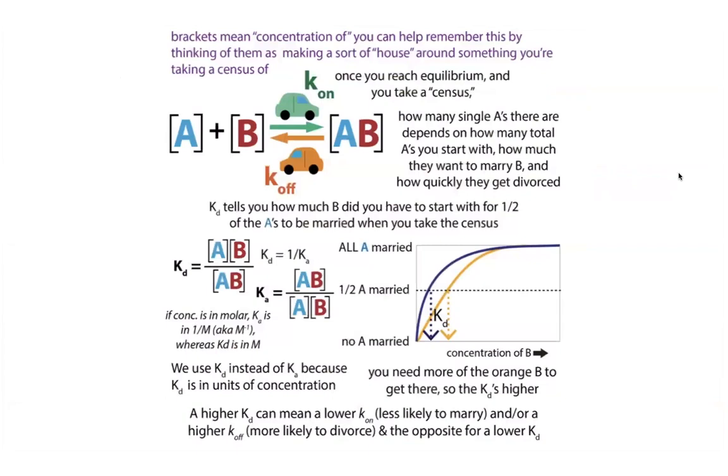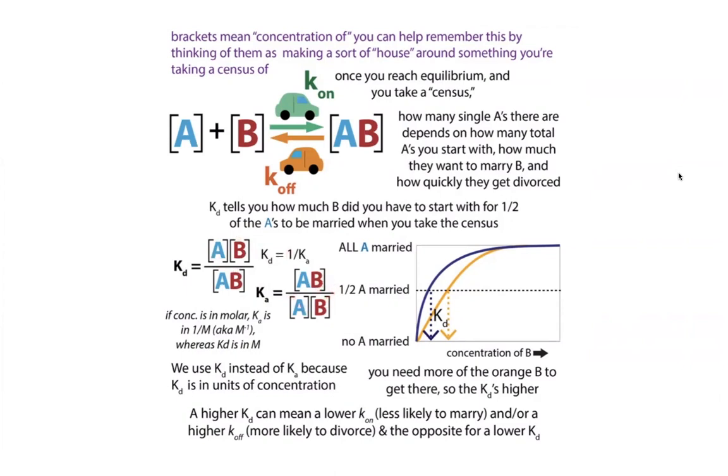So just to review from this first part, the KD is the dissociation constant, and it's equal to the concentration of A times the concentration of B over the concentration of A times B. So you have your individual molecules, the unbound times the unbound over the bound. Remember that this is going to be the inverse of the association constant, that is the bound over the unbound.